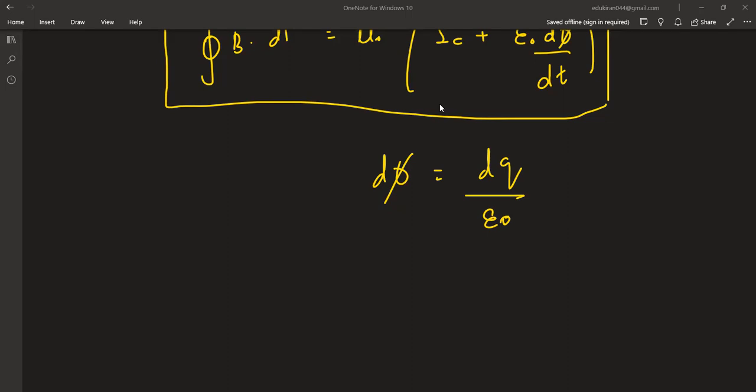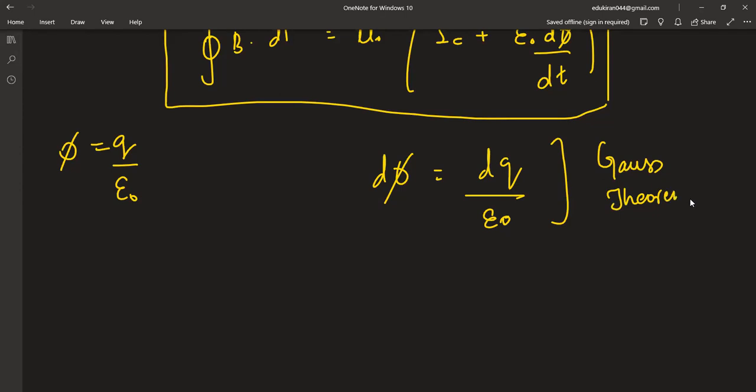Yes, so what's the answer? Deborah, which law is this? Without this law, why are you people studying even this lesson? Phi is equal to q over epsilon naught. Are you not able to recall this? Faraday's law. No, someone else? Fadil? This is Gauss law, ma'am. This is Gauss theorem. Simple Gauss law.